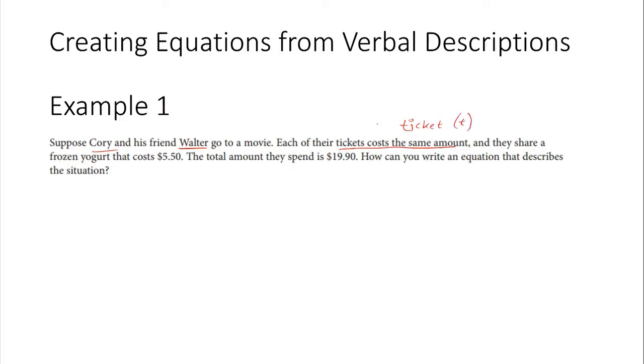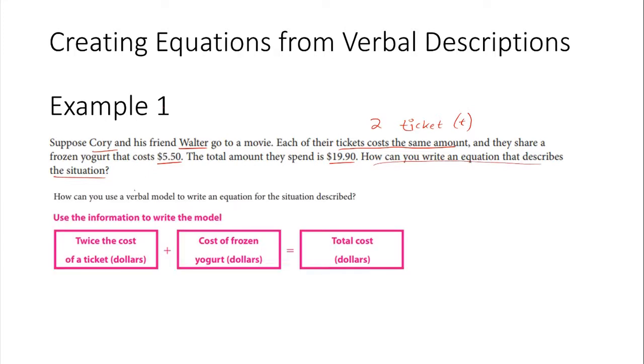And remember, there's two tickets, and they share a frozen yogurt that costs $5.50. So that's a little additional cost there. The total amount at the end of the night was $19.90. So how can we write the equation that describes the situation? That's the main question.